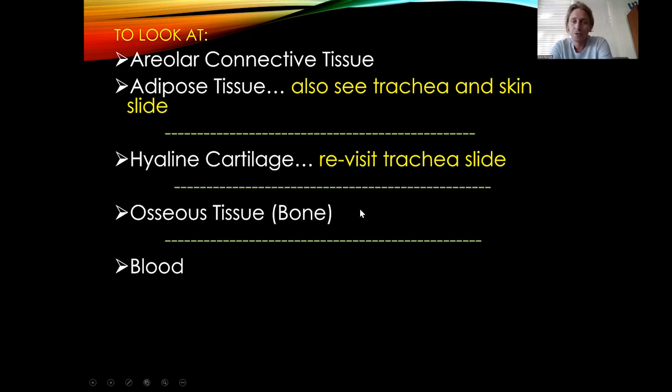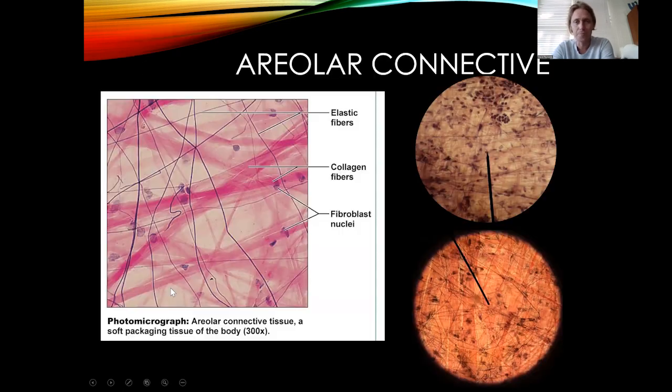The hyaline cartilage, you have to go back to the trachea slide. We have these hyaline cartilage rings in our trachea. So you got to go back to that slide in order to view that. Then we have our own slide for bone, osseous tissue, and then we have our own slide for blood. So that's our blood smear slide. All right, so here's our areolar connective tissue, and you can see why I call it the poster child. It is very much like that illustration I just showed you.